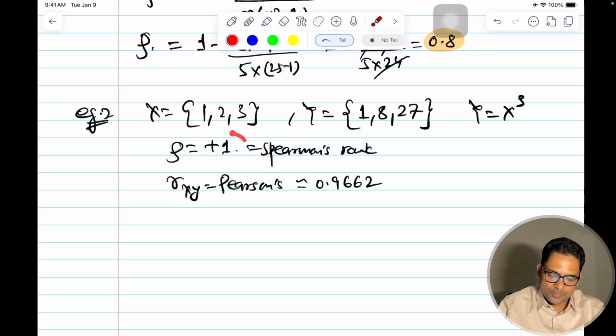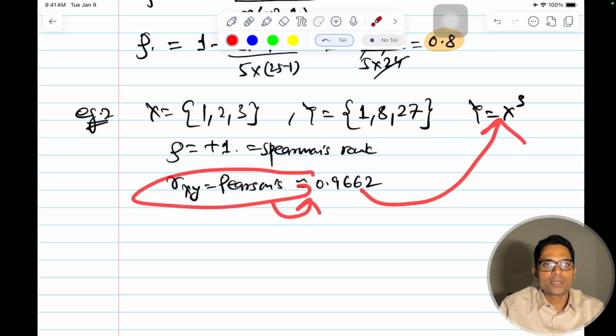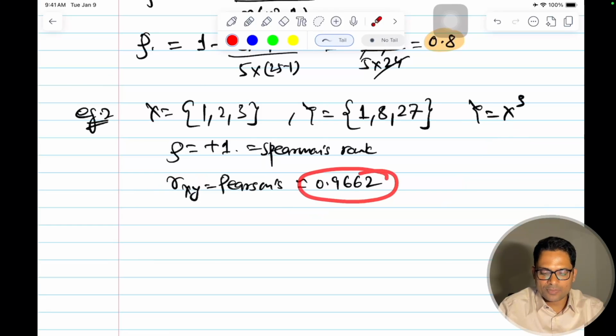Okay, but this perfect one is telling you that yes, it is capturing the monotonic relationship. But Pearson can capture a linear relationship and it is not able to capture this cubic relationship, and that's why it is not giving perfect one. But if you see from the ranks perspective, both are strongly positively correlated. I hope this is clear, the application of both.